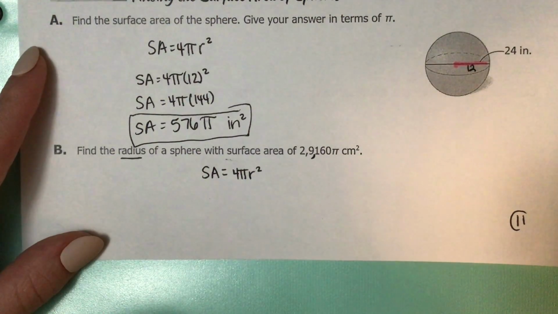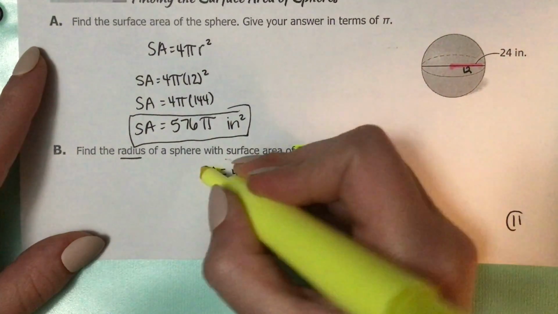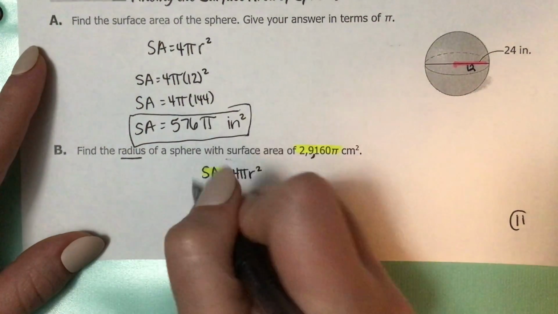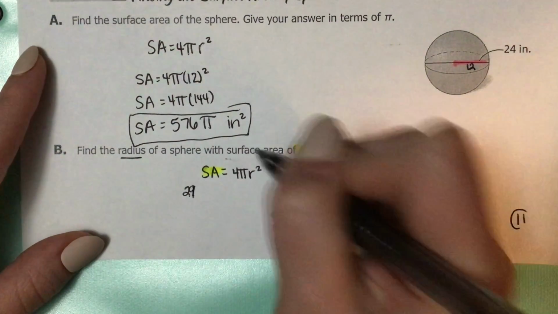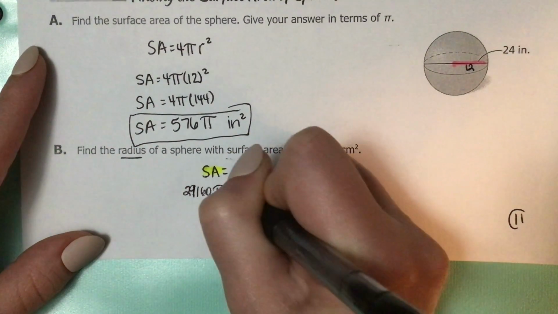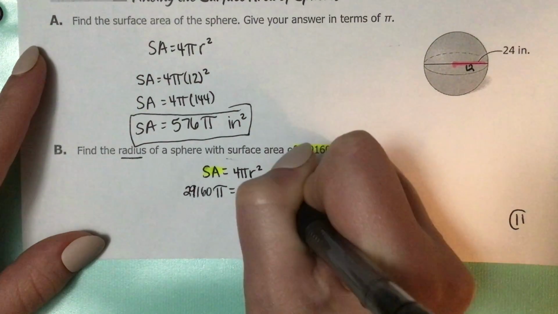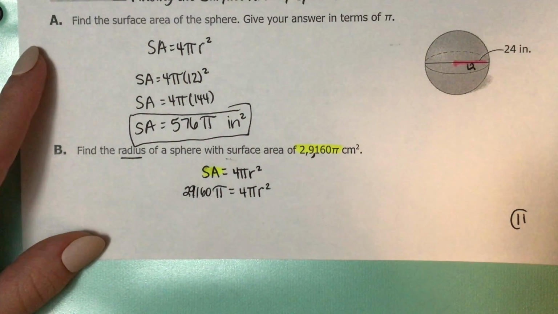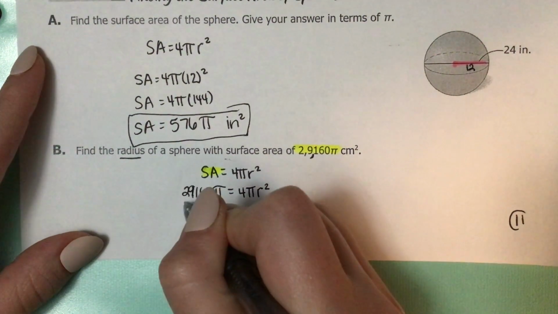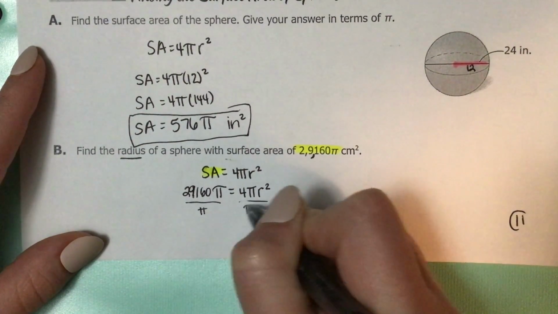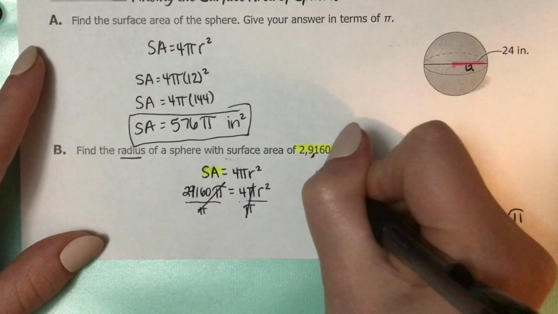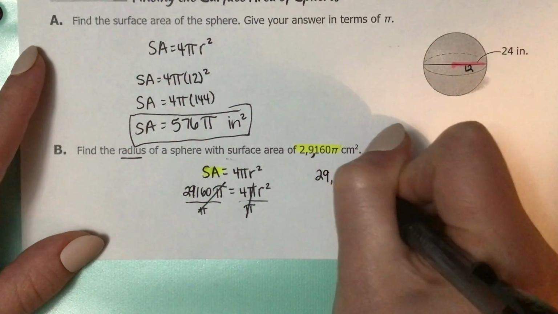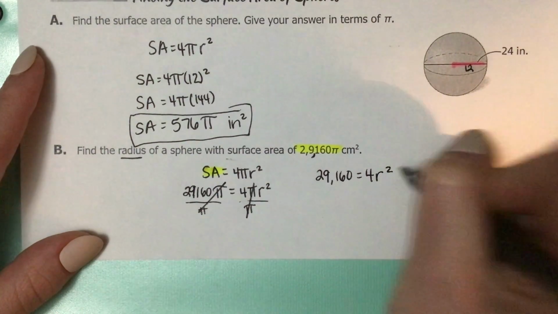We're going to take this value and we're going to substitute it in for the surface area spot because that's what it's equal to. So we're going to say 29,160 pi is equal to 4 pi r squared. Now, the pi does sometimes get people confused. Because pi is on both sides, if we wanted to get rid of it, we could just divide both sides by pi, and then it's going to immediately cancel on both sides. So now we're left with 29,160 is equal to 4r squared.